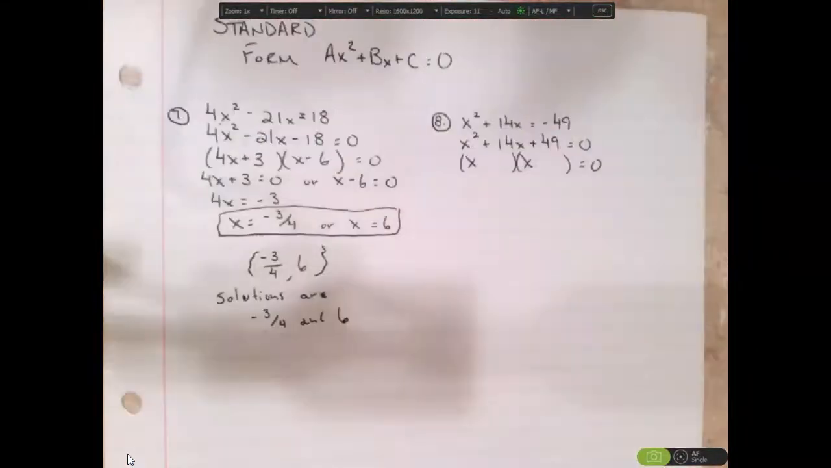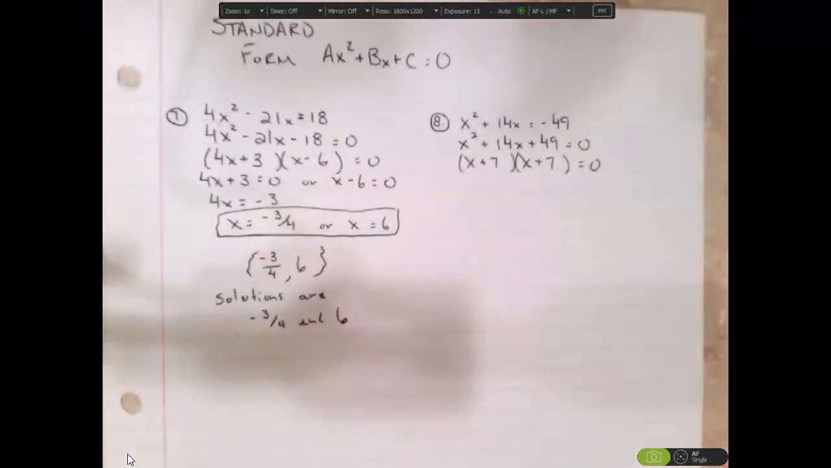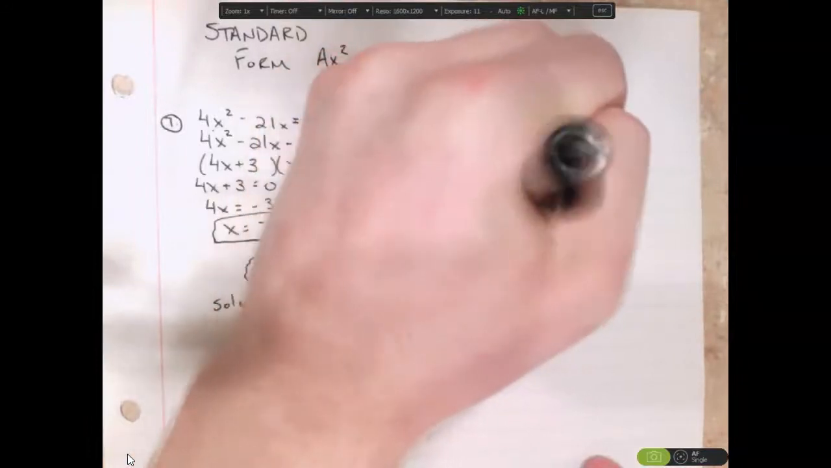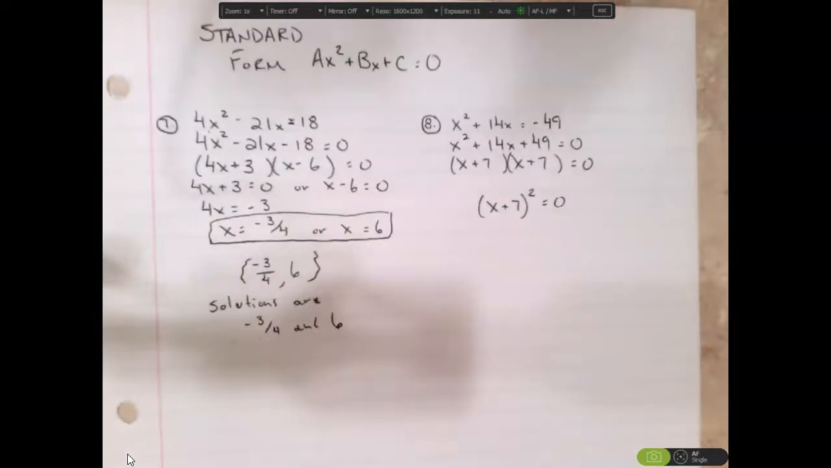So I need two quantities equal to 0. X squared only breaks down into x and x. I need to break down 49. It's going to actually come out, guys, to x plus 7 and x plus 7. We should remember that from our last chapter, this is really the same thing as x plus 7 squared.